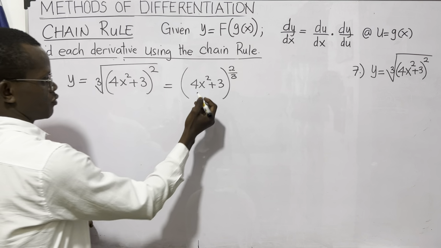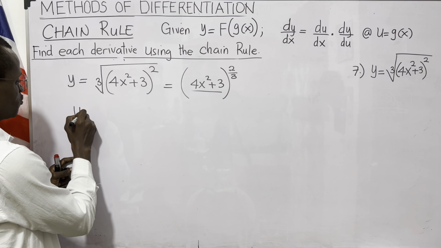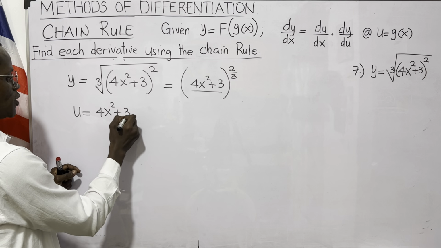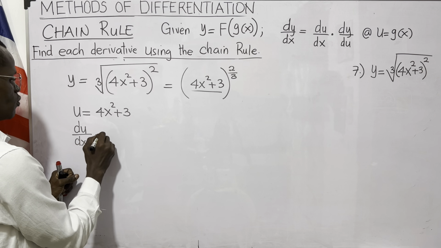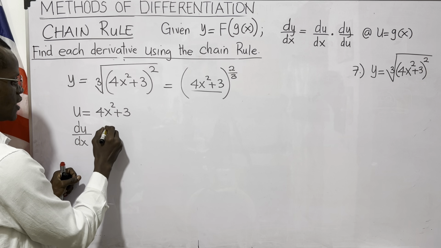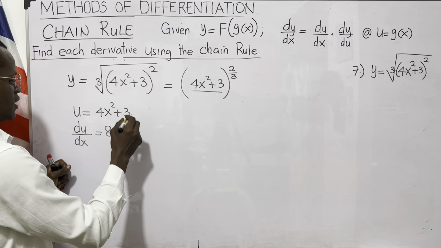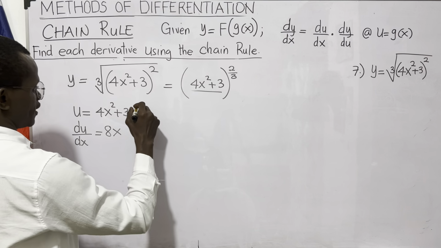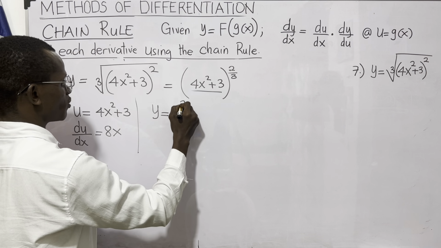Now we can allow our u to be what is inside. It makes it very easy for us. So we say let u be 4x squared plus 3, and then du/dx will just give us 4 times 2, which is 8x. The derivative of the constant gives us 0, right? Then we move to rewriting it. If we rewrite this now, it becomes y equals u raised to the power 2/3.